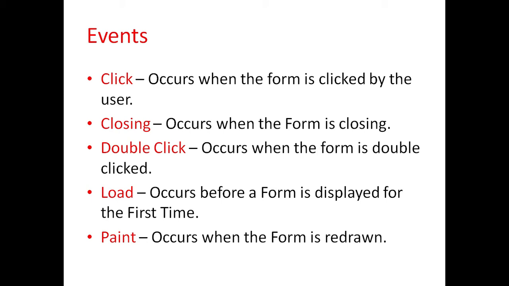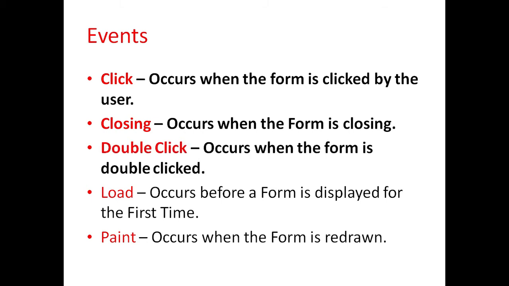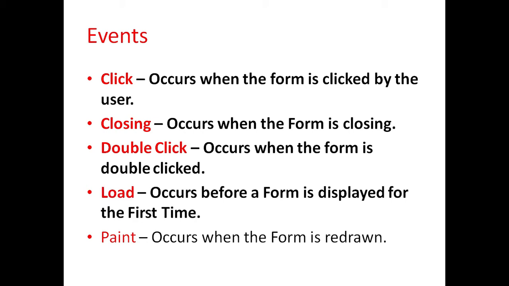Next we'll see events. First is click, which occurs when the form is clicked by the user. Closing event occurs when the form is closing, that is, when the user clicks on the close button of the form. Then double click, which occurs when the form is double clicked by the user. Load event occurs before a form is displayed for the first time. And paint event occurs when the form is redrawn.